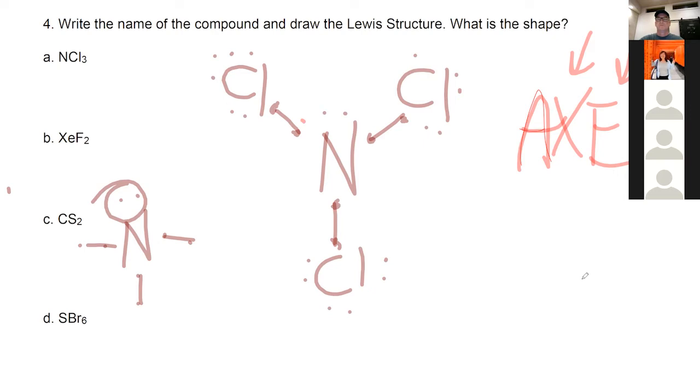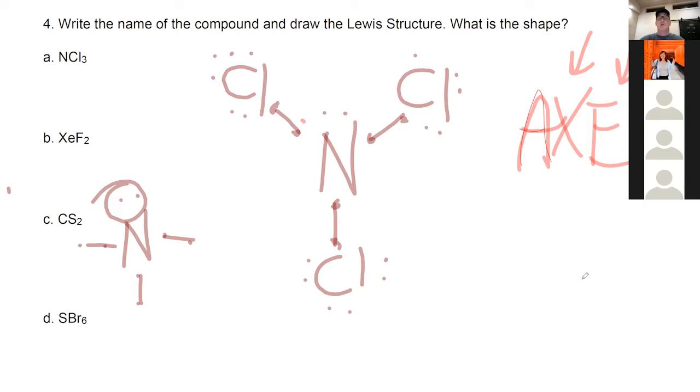Do you think those are bonds? Sorry? I know one of them means lone pairs. Right. Which one do you think is lone pairs? E. E, lone pairs of electrons. Right.